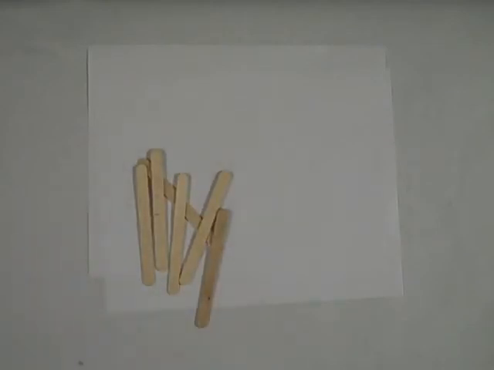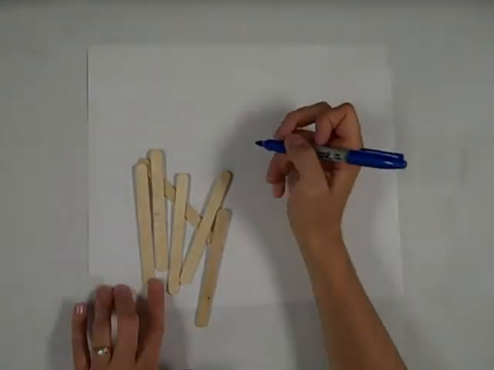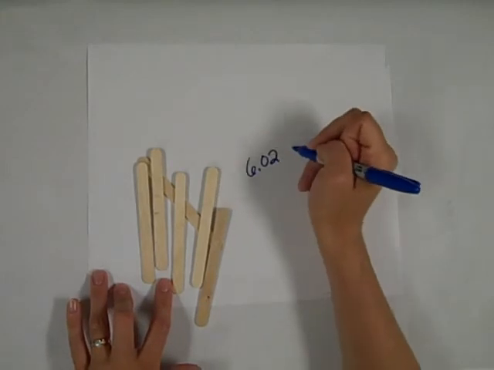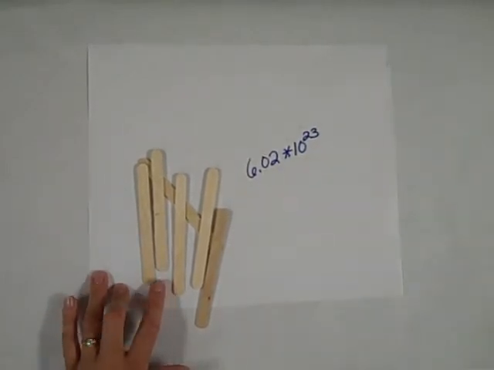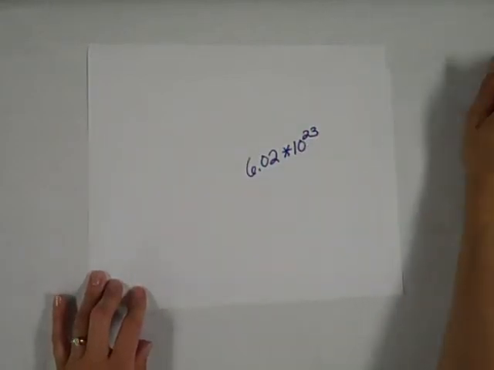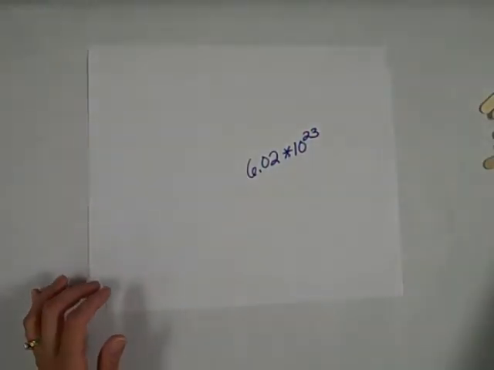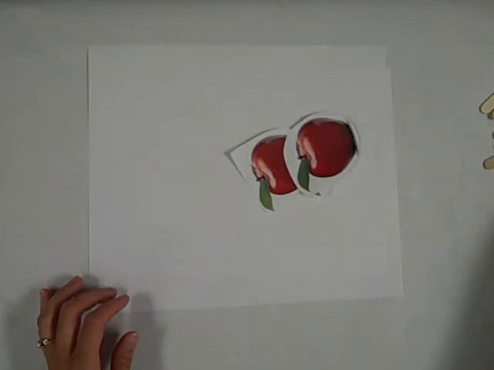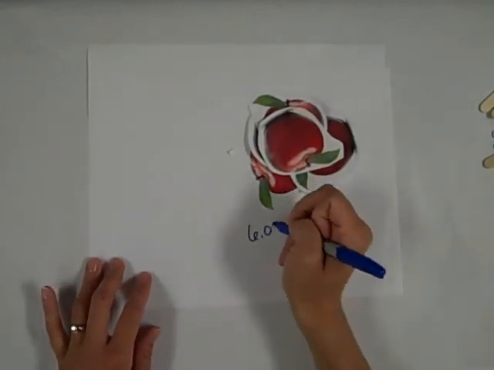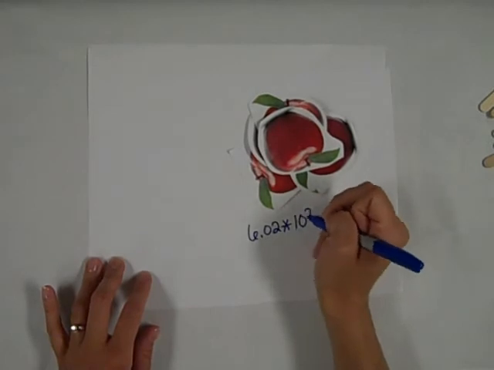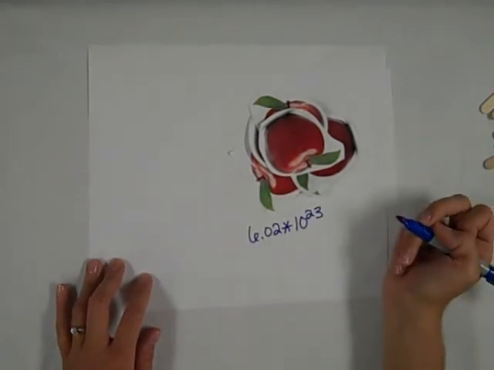Okay, so how about if you had a mole of popsicle sticks? How many popsicle sticks would you have? 6.02 times 10 to the 23rd popsicle sticks. Okay, how about if you had a mole of apples? If you had a mole of apples, 6.02 times 10 to the 23rd apples.